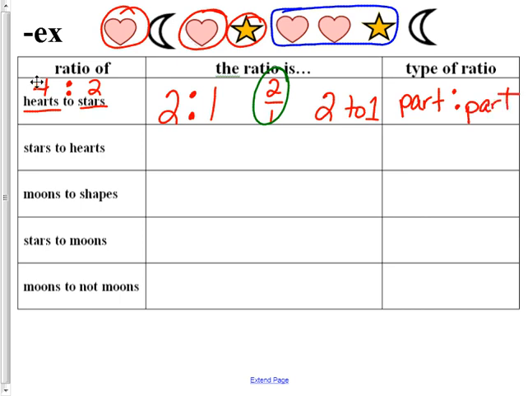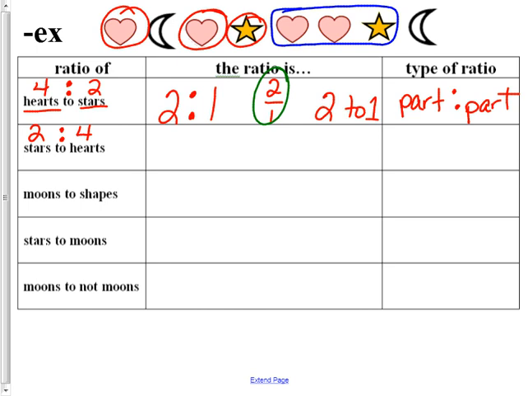Neither of them make up the whole group. Now, if we look at the ratio of stars to hearts, you might think it's the same, but no, it's not, because we've changed the order of the words, which is going to change the order of the numbers. The ratio of stars to hearts is 2 to 4. So for every 2 stars, there are 4 hearts.